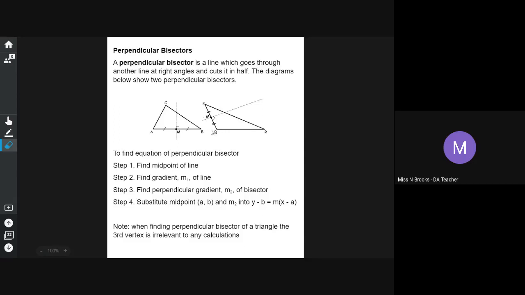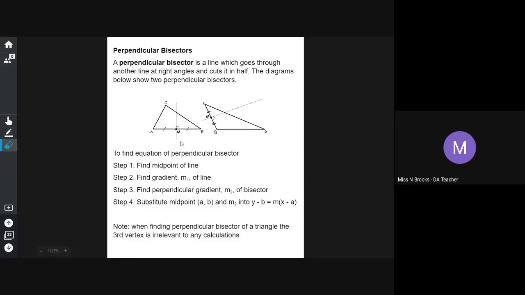bisector. So the steps to find an equation of a perpendicular bisector are, firstly, find the midpoint of the line in question. So for this triangle, it would be AB. For this triangle, it would be PQ. Then we're going to find the gradient of that line, which is going to be our m1 value. Then we're going to find the perpendicular gradient, m2, using our relationship m1 m2 equals -1 for perpendicular gradients. And that will give us the gradient of our bisector.